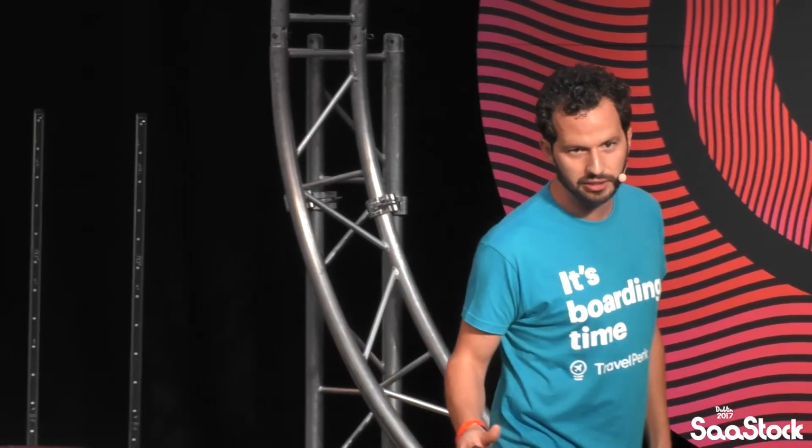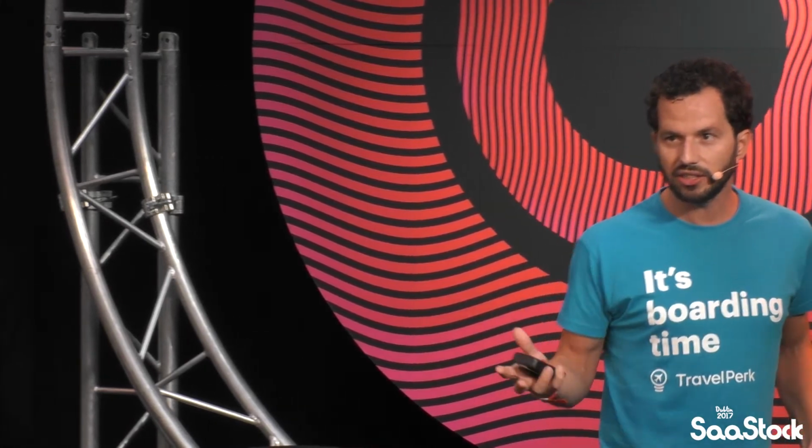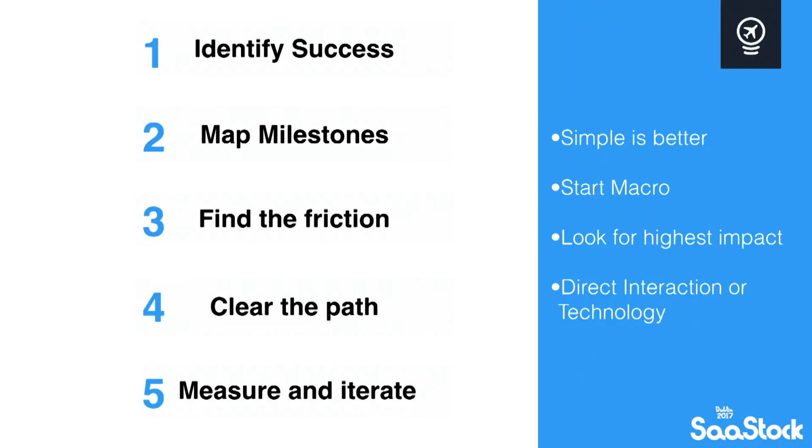Let's go through that. I defined this framework so that it's valid for every type of company. And as you will notice, in this framework, I'm not trying to do a flow chart. I'm not trying to go from one product feature to another. This is quite different. Why?